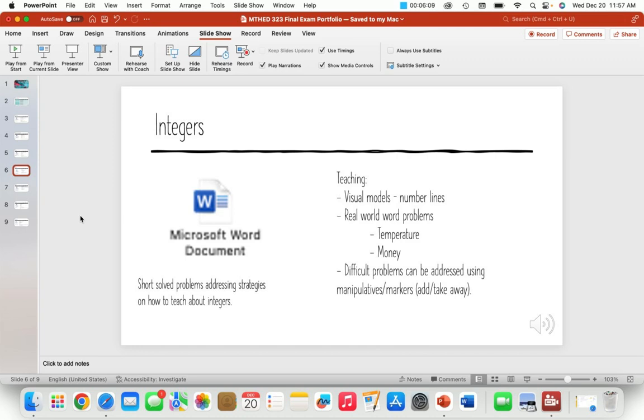You can have them represent the problem using different markers or manipulatives, such as a red block and a blue block, so the two color blocks would cancel each other out or take them away, and students can construct their own understanding. And then I included a document of how I would scaffold learning, including some different strategies about how to teach integers.